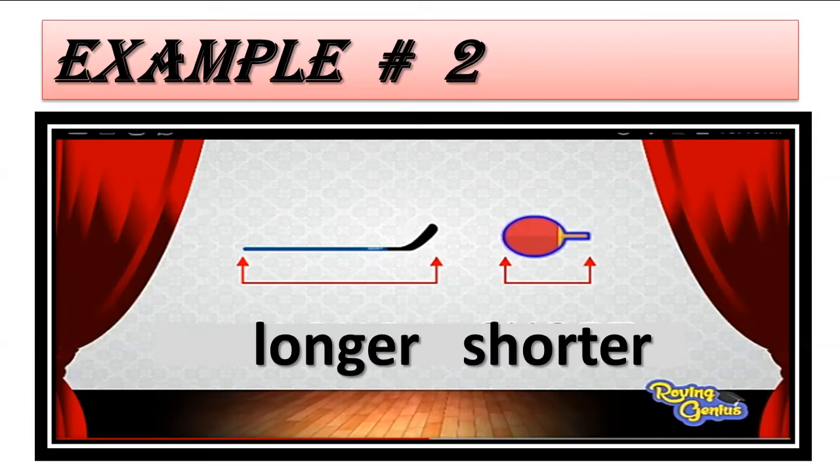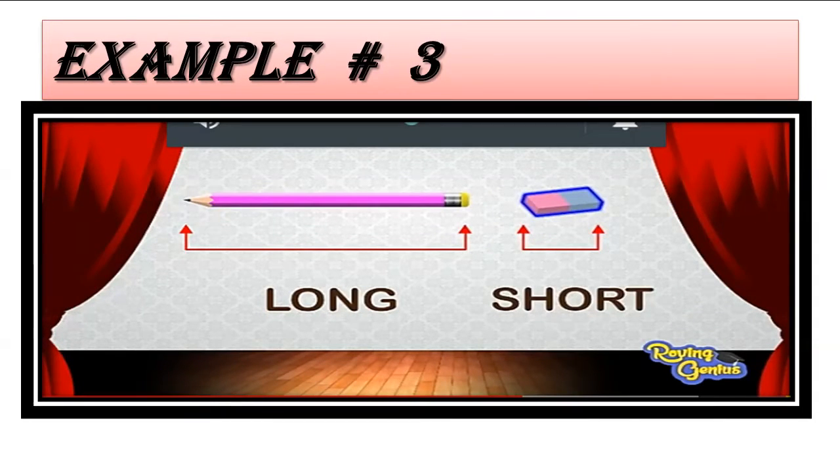In the next picture, here we have a pencil and an eraser. These are also not of the same size. The pencil is long, whereas the eraser is short. So, we can say that the pencil is longer than the eraser, or an eraser is shorter than the pencil.